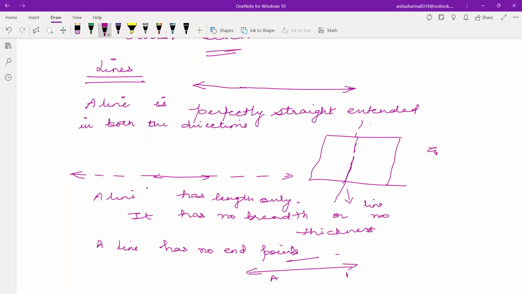Suppose a line is given, AB. So how will you represent this line? See, AB, and you will make a line over the AB, right? Over the head of AB. Clear, beta? So you all have written this? Please note this.